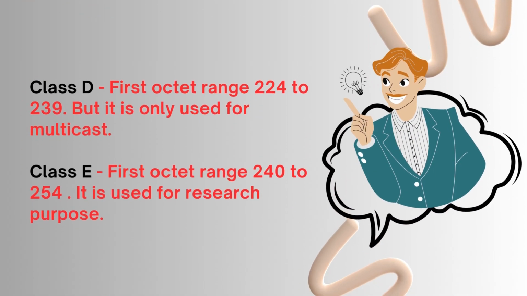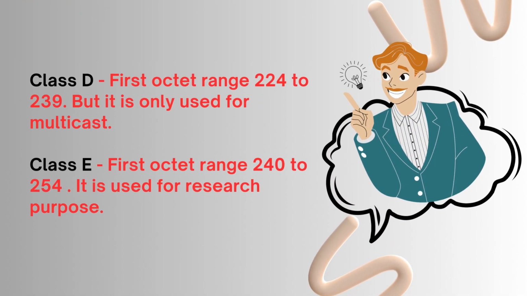Class D, first octet range 224 to 239. But it is only used for multicast. Class E, first octet range 240 to 254. It is used for research purposes.